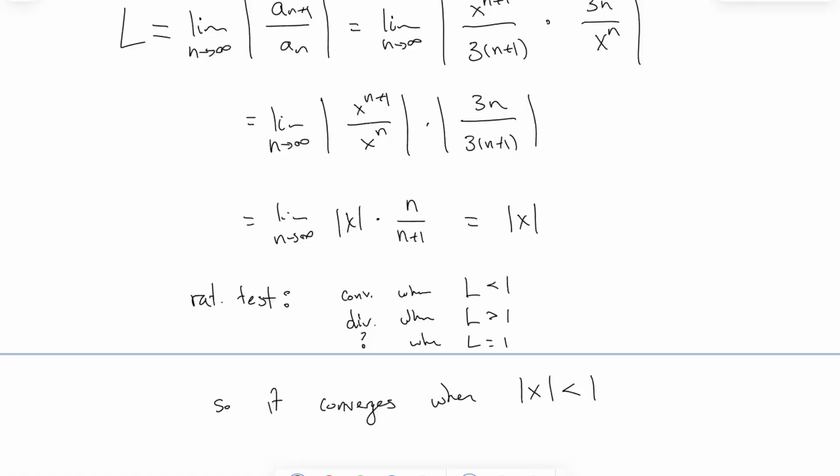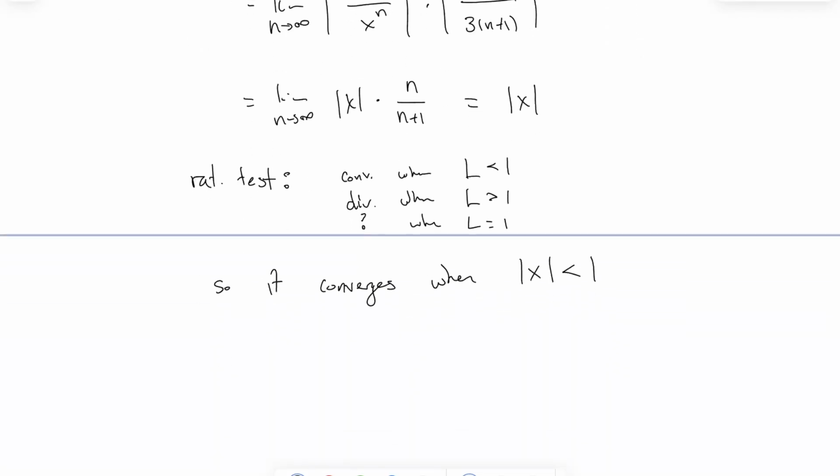And so it converges when L is less than 1, which is to say when the absolute value of x is less than 1. It diverges when the absolute value of x is greater than 1. And we don't know when the absolute value of x equals 1. So there's actually still a little bit more work to be done.